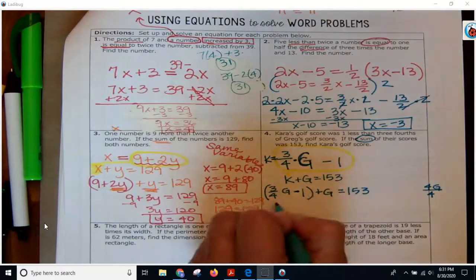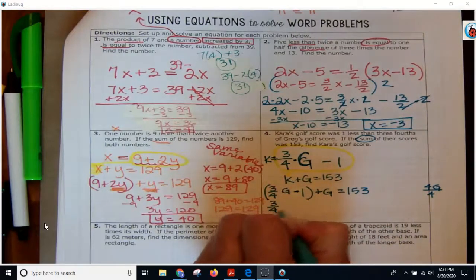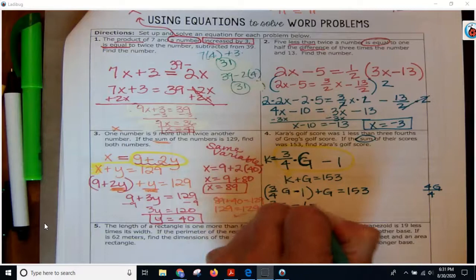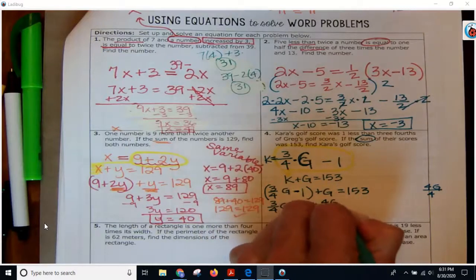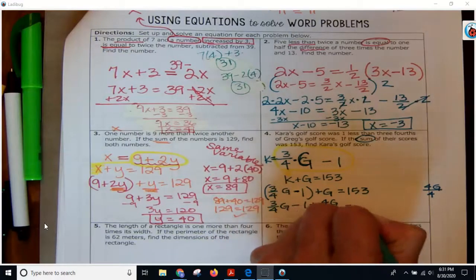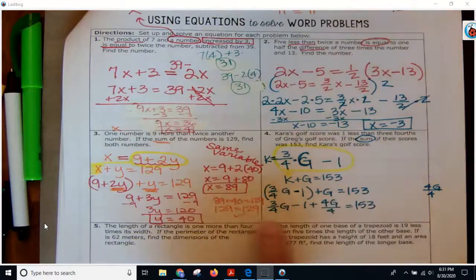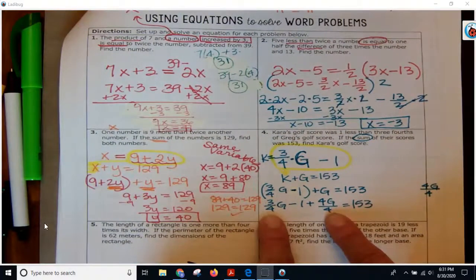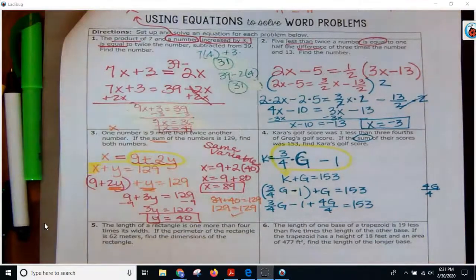So I can change this to 3/4 G minus 1 plus 4 over 4 equals 153. Now I've got the same denominator, so then I can add them. Now, you guys might be saying, Ms. LaBelle, why didn't you just multiply everything by 4 and get rid of that denominator?